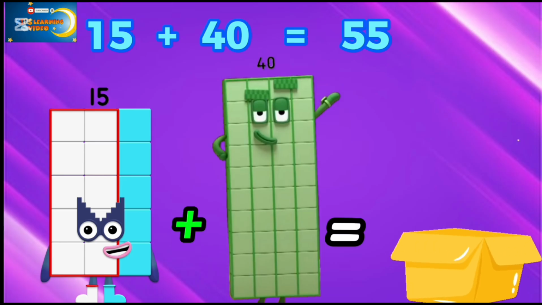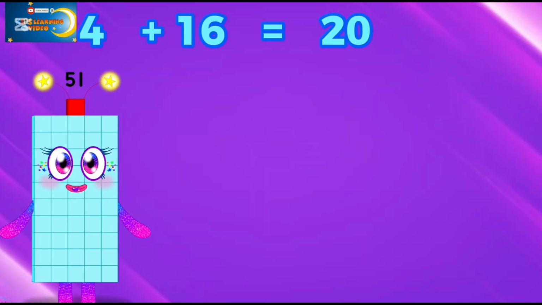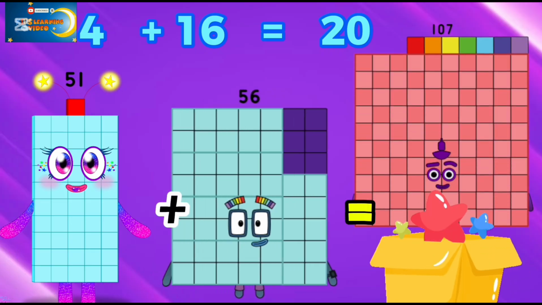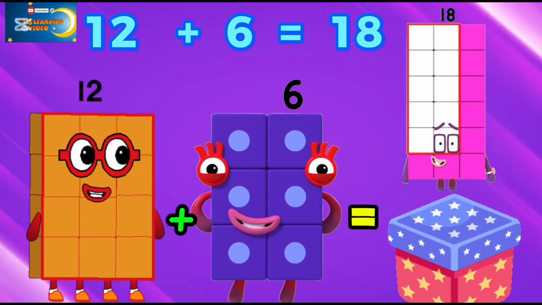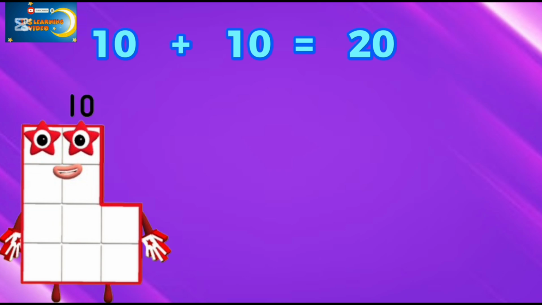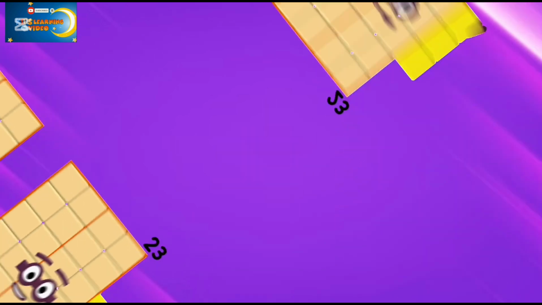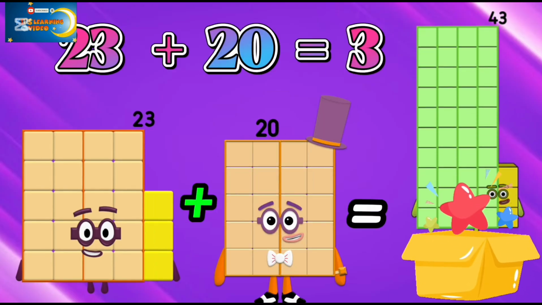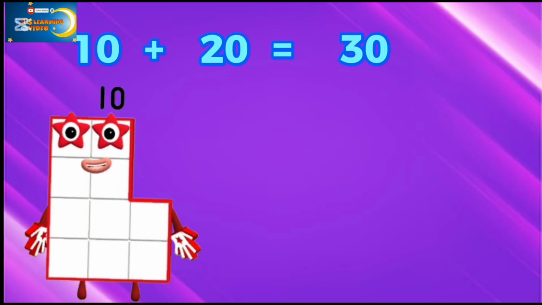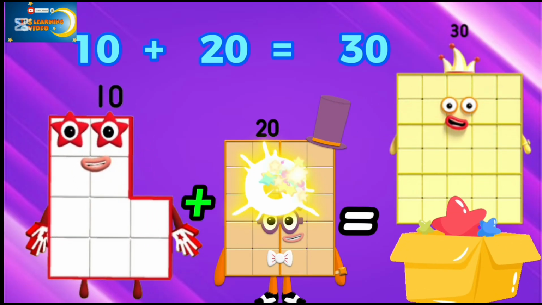15 plus 40 is equal to 55. 4 plus 16 is equal to 20. 12 plus 6 is equal to 18. 10 plus 10 equal 20. 23 plus 20 is equal 43. 10 plus 20 is equal 30.